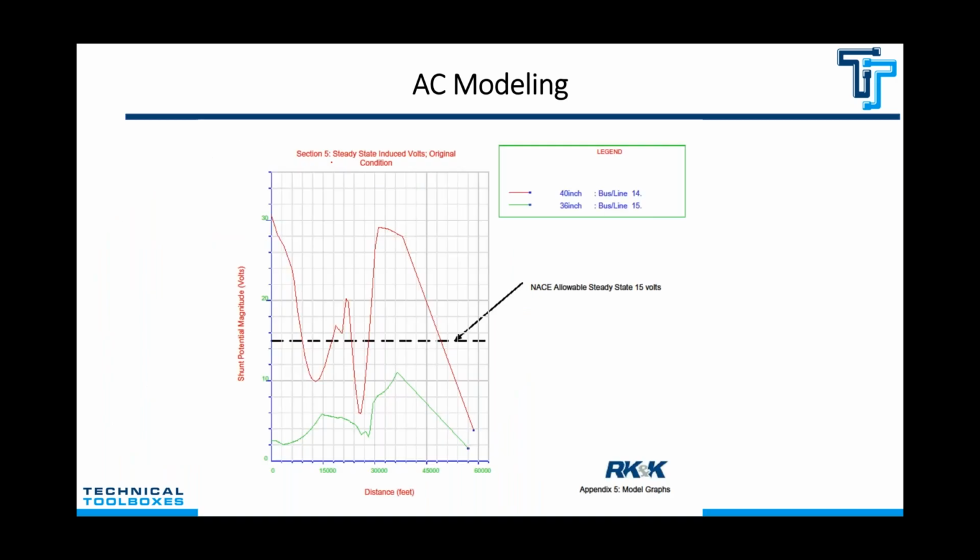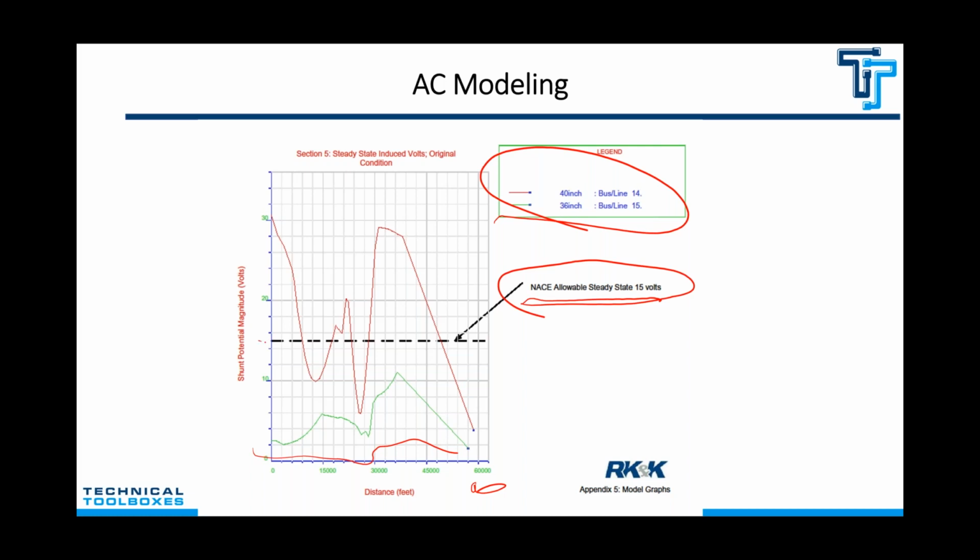Here's just one typical graph right here. I don't spend much time on these, but when you do a model, you get this. So this right here is about a 5 mile, 60,000 foot model. 2 pipelines, a 40 and a 36 inch. So you see the 36 inch is in good shape, no problem. Now right here's the NACE allowable 15 volts. Here's your 15 volt limit right here. So you can see all this area here exceeds that NACE limit.